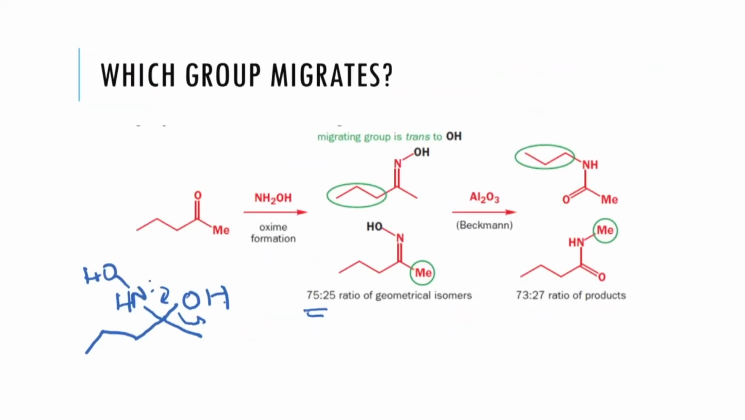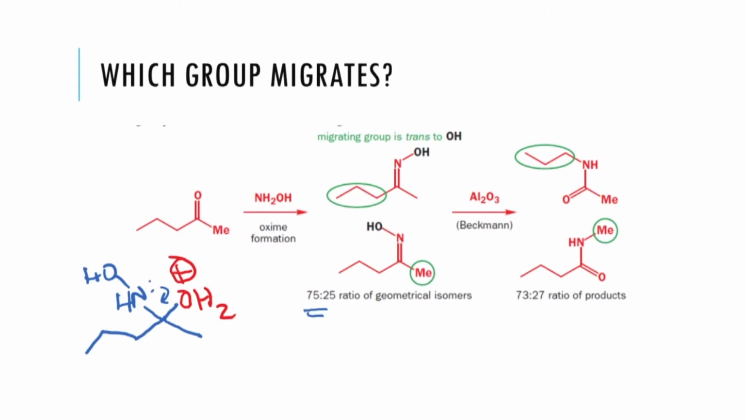So now the question is, which group migrates? In order to understand this, let me just draw out this oxime in the following manner. So when a ketone reacts with hydroxylamine, if it's a symmetrical ketone, you get only one product. But if it's an asymmetrical ketone, you end up getting a mixture of geometrical isomers. So in one of the isomers, the hydroxyl group is far away from the larger group, and in the other one, the hydroxyl group is far away from the smaller group.